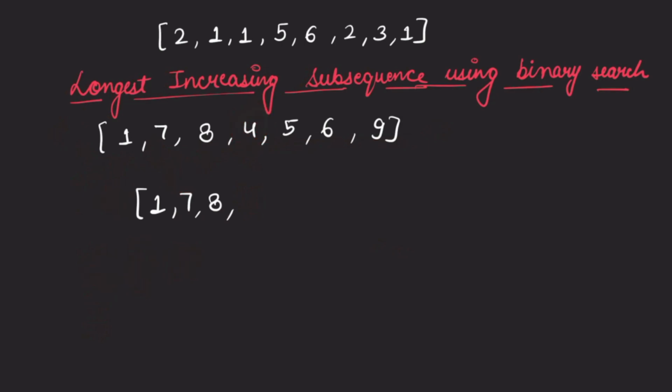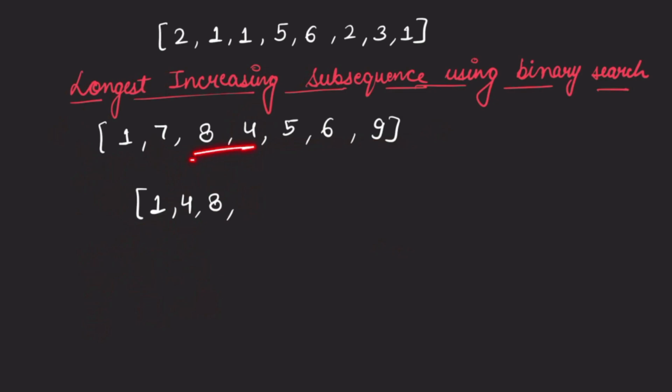Right. Now tell me, ideally if 4 was present in this LIS, then where would it be present? After 1, right? Because 4 is greater than 1, right? So what we'll do is, in place of 7, we will write 4 because we know 4 will be greater than 1 and 4 will be lesser than 8. Because since 4 was lesser than 7, then 4 will always be lesser than 8 also, right? So that's why we kept 4 here. Now this is not a valid subsequence.